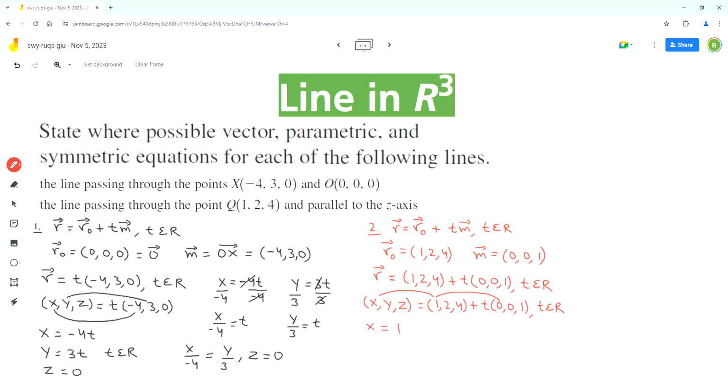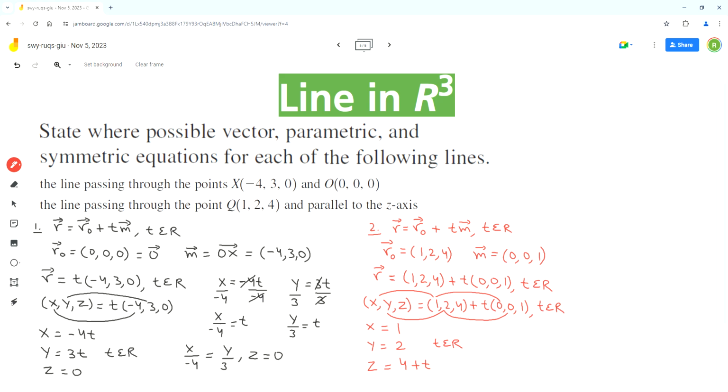Now we can write the y equation, and for that we'll use the y components of these three vectors. t times 0 is 0, so we can ignore that term. So the y equation is y equals 2. Now we can write the z equation. We should use the z components. So these are the parametric equations for this line.